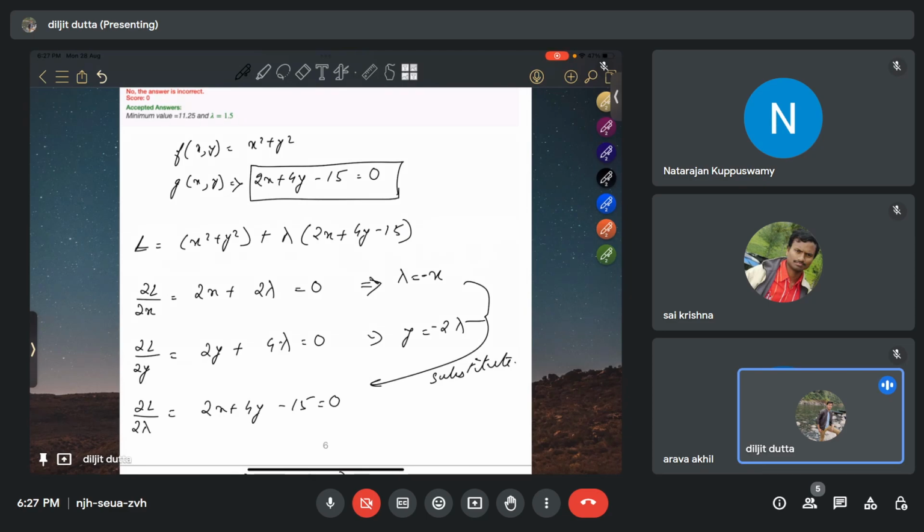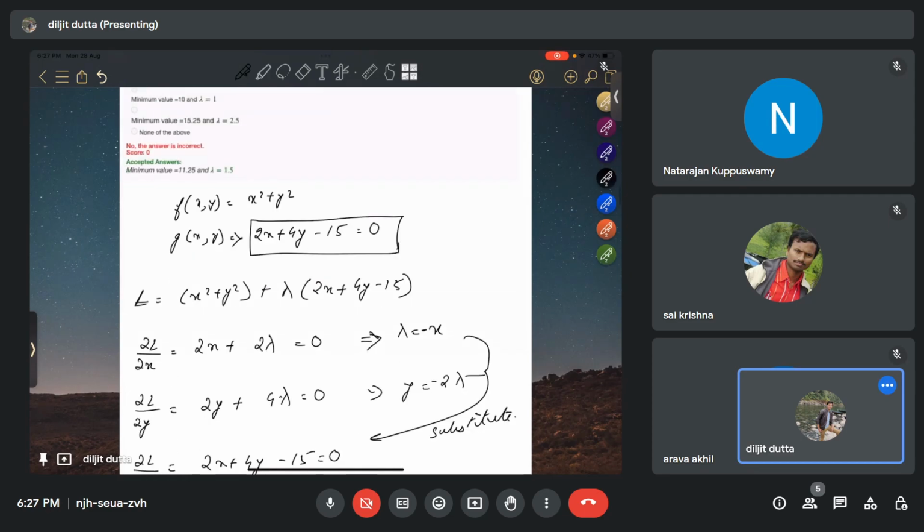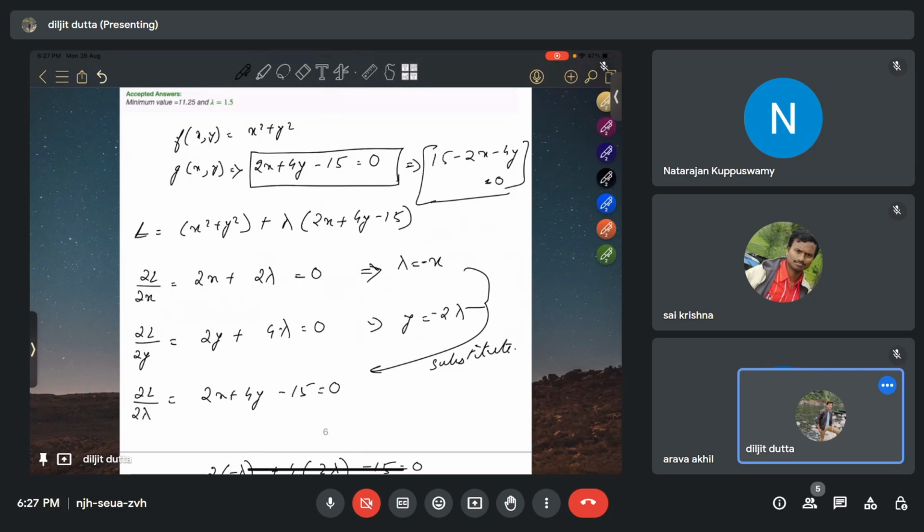I think they are assuming this as a different one. We can also write this equation in these terms, right? So if you write the constraint equation in terms of this as the negativity constraint, that is, we are taking the x and y terms to the right hand side, we can write the equation in these terms. In this case, what will we get?